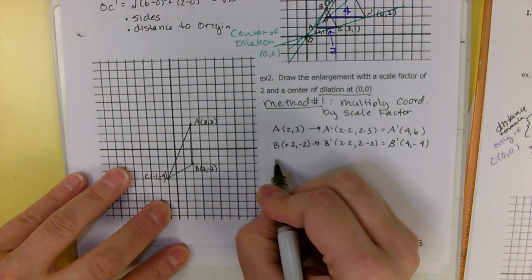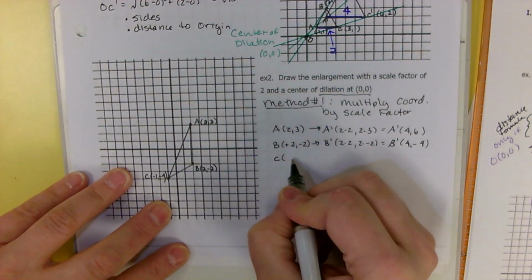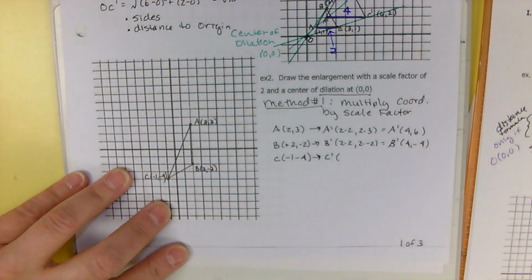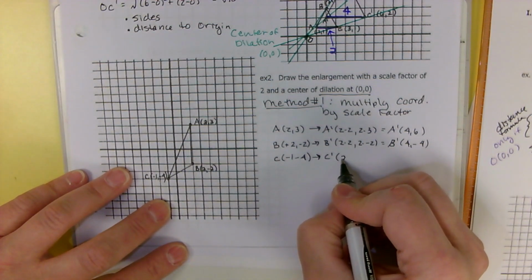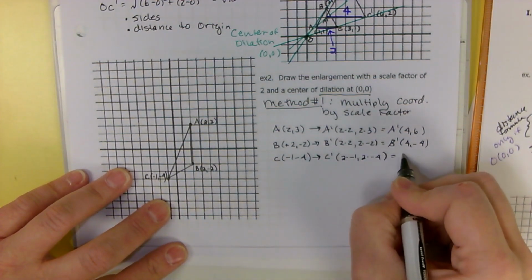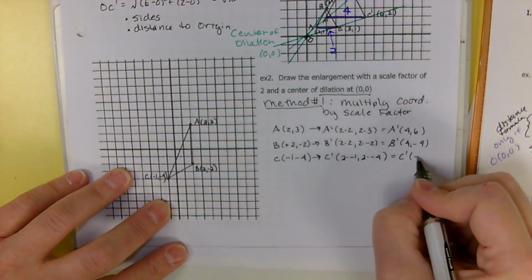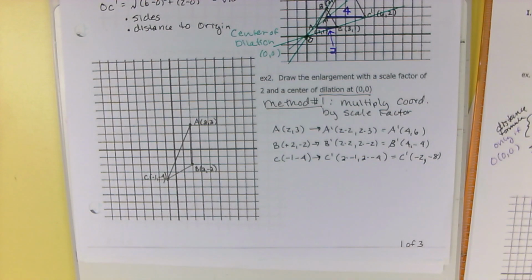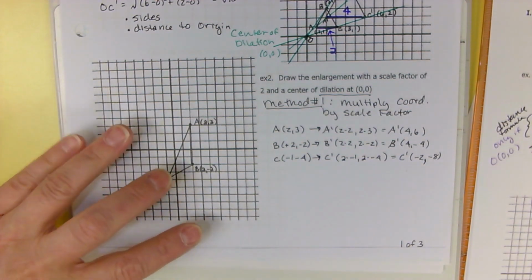And we'll do the last one. C is negative 1, negative 4. To find C prime, you multiply them both by 2. So 2 times a negative 1, 2 times a negative 4 means that C prime is negative 2, negative 8. That's method number 1. Multiply by the scale factor.